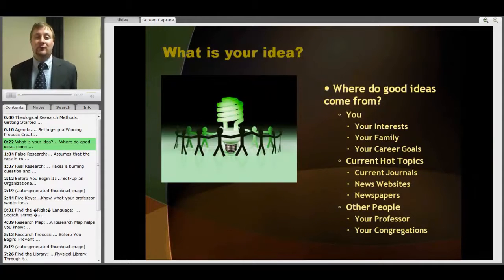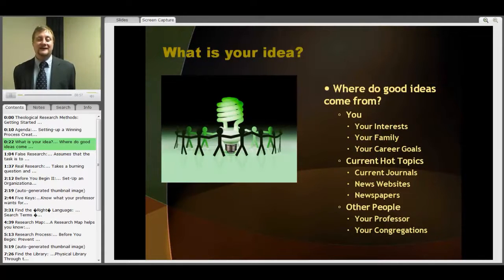First of all, it's very important to consider where good ideas come from. Well, the best ideas come from you, what you're interested in, your family, what affects your family, and your career goals. Also, a good place to look is current journals. Flip through the current journals. What are the hot topics? Look at news websites. Look at theological news websites. Read theology newspapers. What is the hot topic?